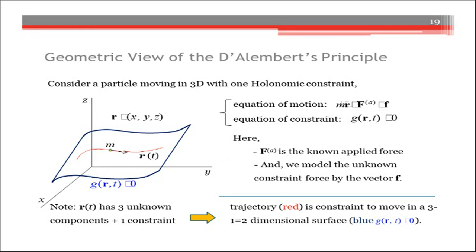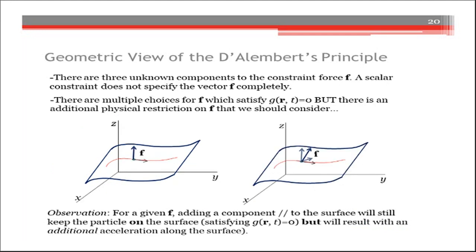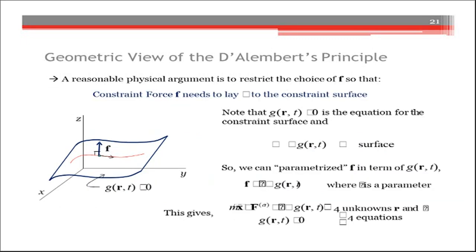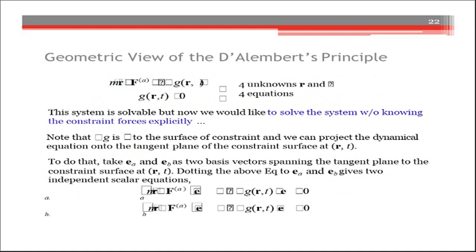Let us consider a particle moving in 3D with a holonomic constraint. The equation becomes m r double dot equals F^(a) plus f, where the constraint equation is g(r) equals 0. Here F^(a) is the applied force and f is the constraint force. This is the geometrical view of D'Alembert's principle. After solving, it can be written like this, and we can also derive it.